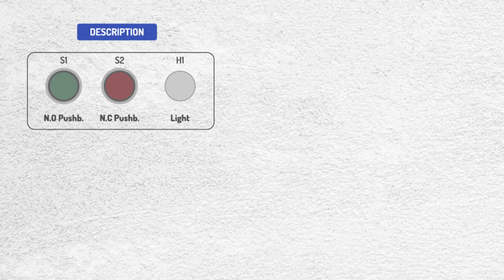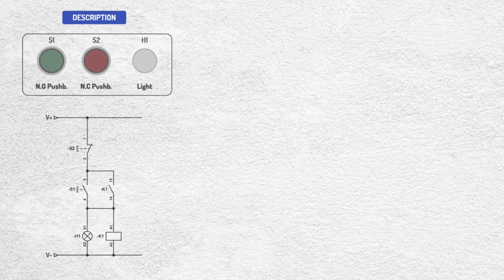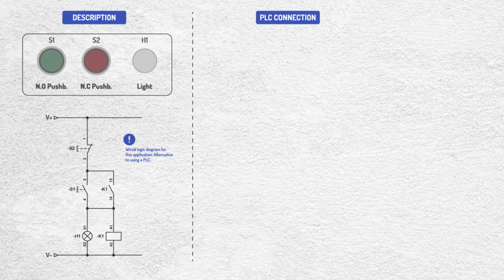As a second example, we will see how to turn a light on and off using two push buttons, one normally open for start and one normally closed for stop. This circuit can also be made solely with wired logic using a relay to achieve self-holding. The electrical diagram would look like this.